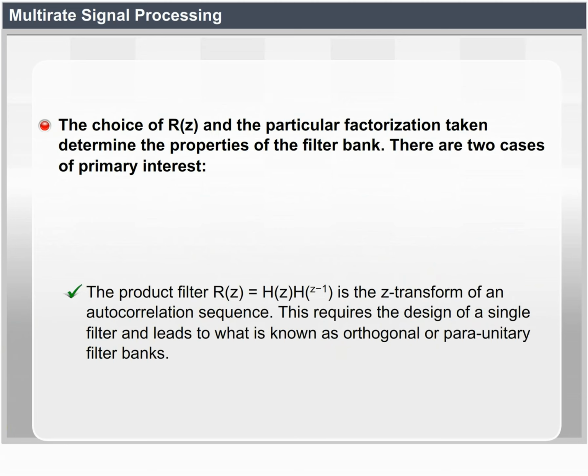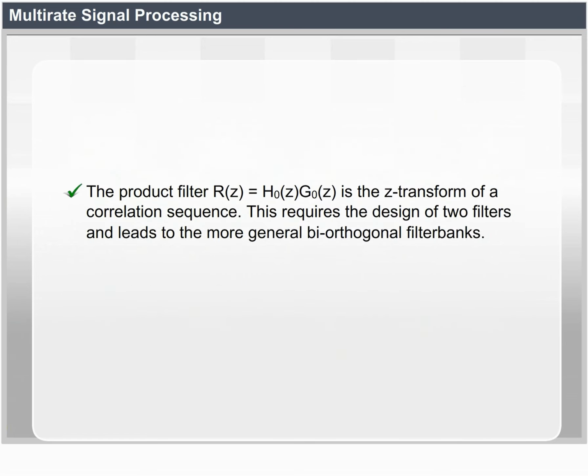Number 2, the product filter R(z) = H0(z) G0(z) is the z-transform of a correlation sequence. This requires the design of two filters and leads to the more general bi-orthogonal filter banks. Perfect reconstruction orthogonal FIR filter banks.